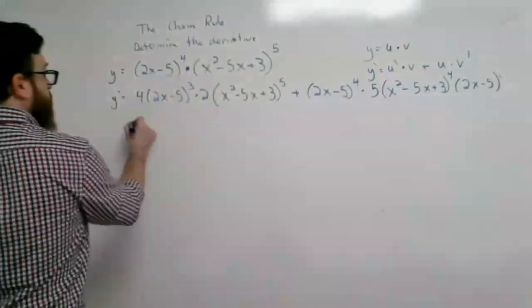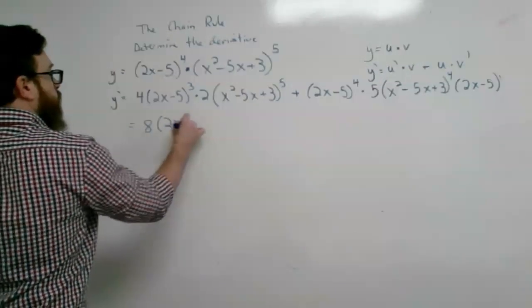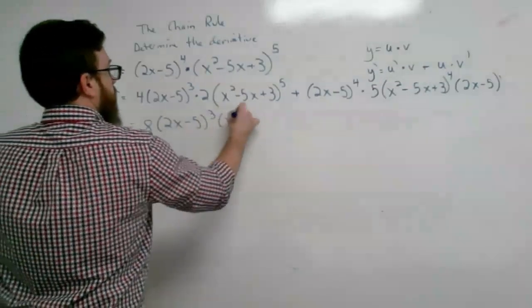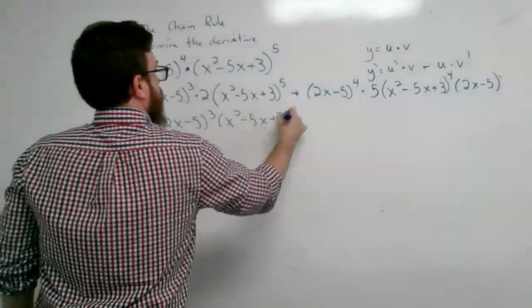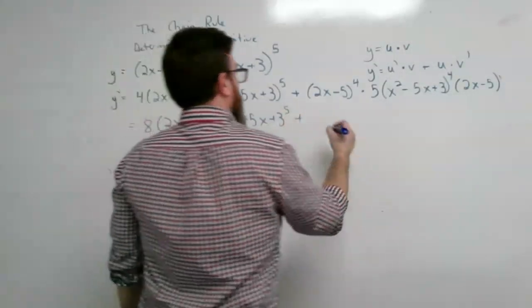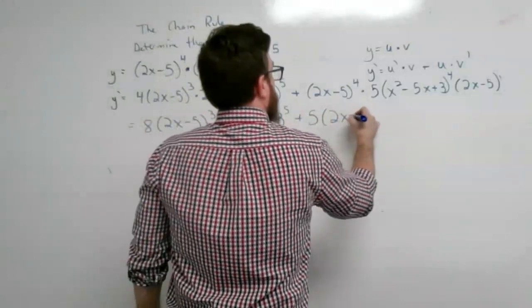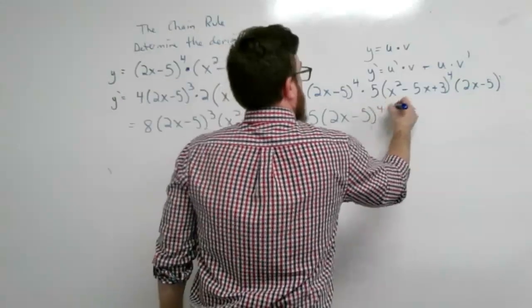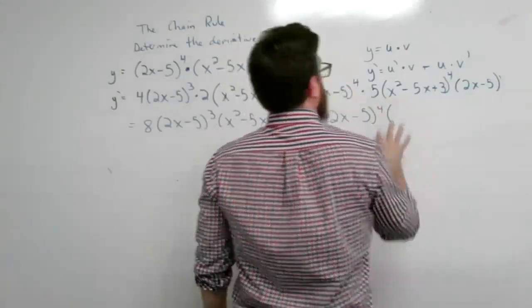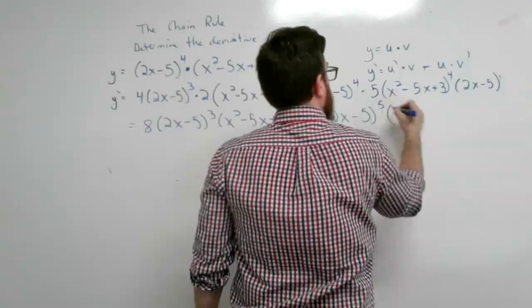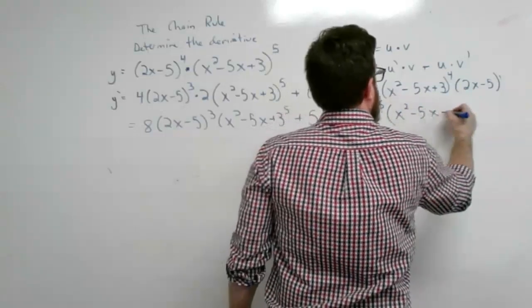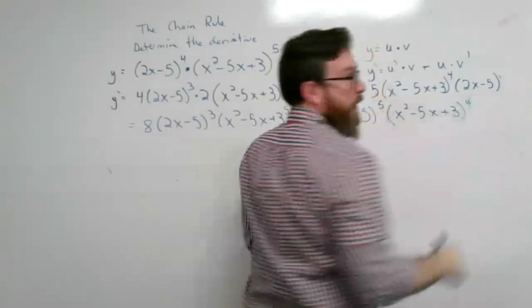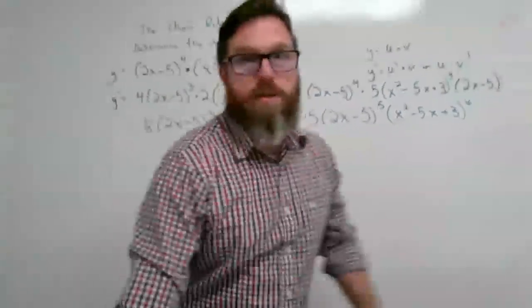Now we can simplify these things. So 8 times 2x minus 5 cubed, x squared minus 5x plus 3 to the 5th, plus 5 times 2x minus 5 to the 4th, times x squared minus 5x plus 3 to the 4th power.